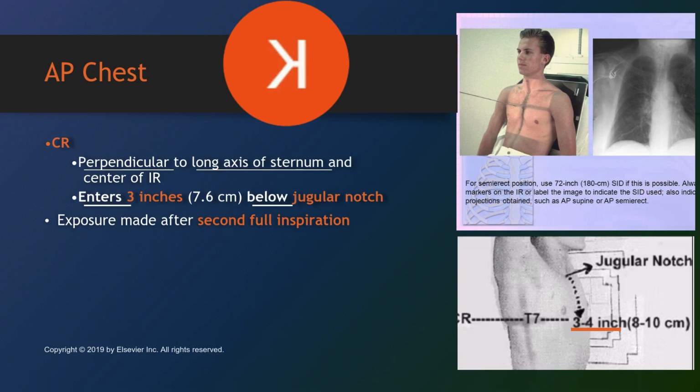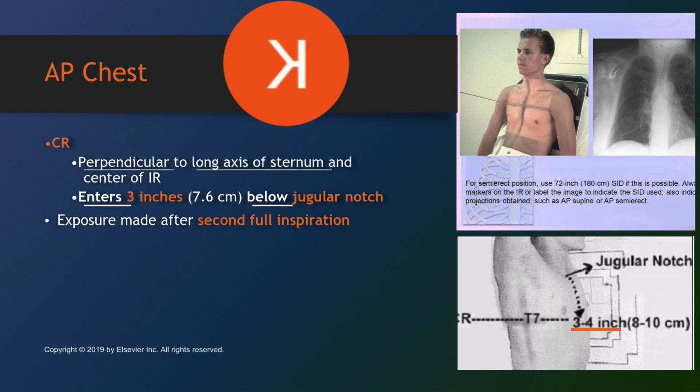Okay, the central ray needs to be perpendicular to the long axis of the sternum and the center of the image receptor. It should enter 3 inches or 7.6 centimeters below the jugular notch. Exposure is made after second full inspiration. On this top picture here, we see the patient in a semi-erect position. Use 72 inches or 180 centimeters source to image receptor distance if this is possible.